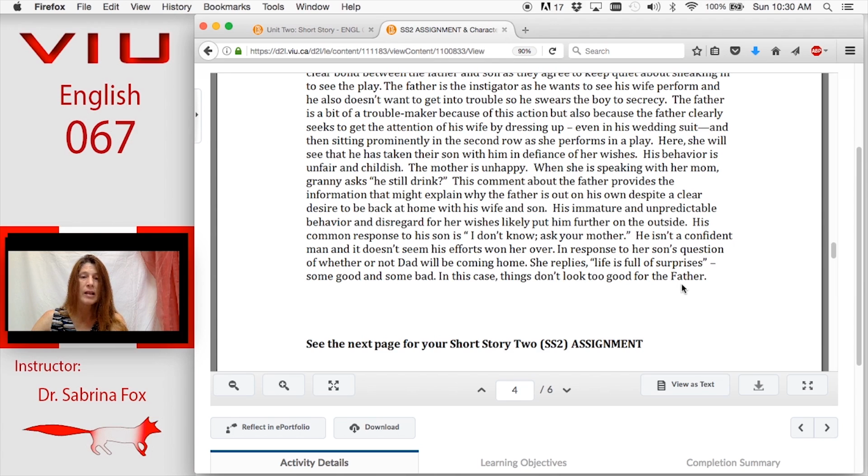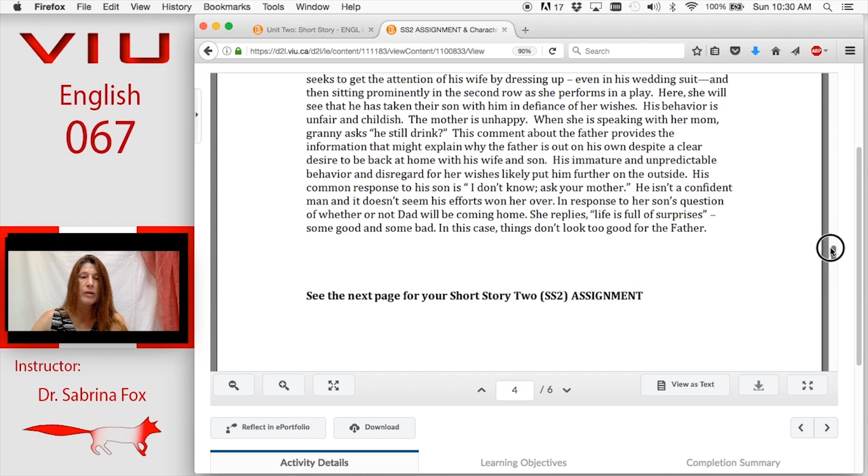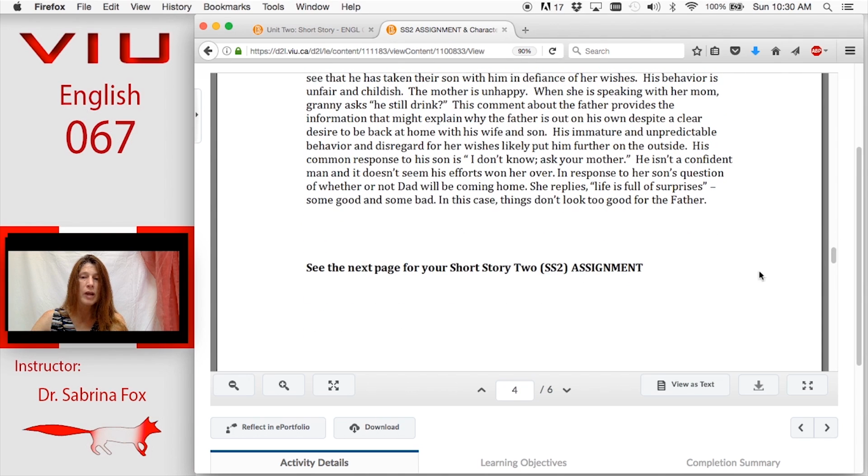And so that's a tight little paragraph, and it shows in the end that he's also uncertain. So that's what you're looking for. And the next page is your assignment, which is SS2.